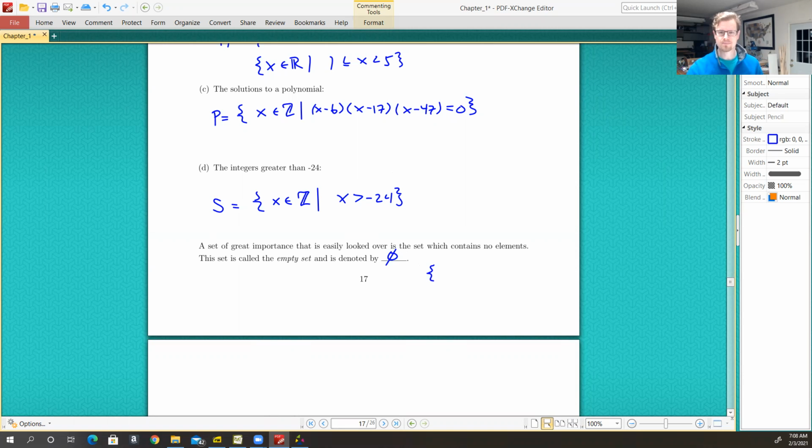So when I list them, there's nothing there. So this is the one that will appear in the text. This one you might see referred to in other places as well. But both of those refer to the set that contains nothing. And that's a valid set. The set that contains nothing is a set. What does it contain? Nothing. Excellent.